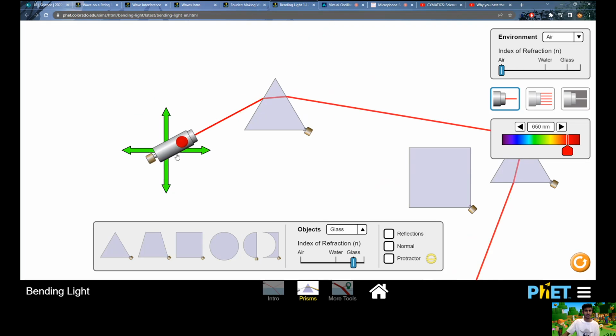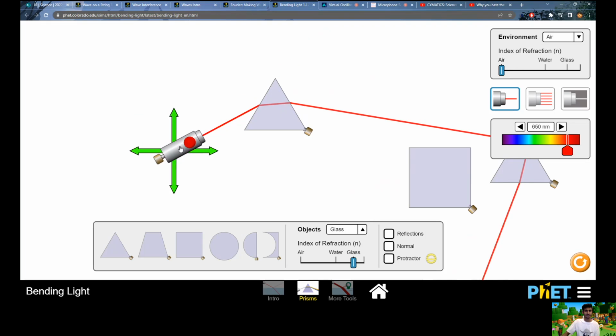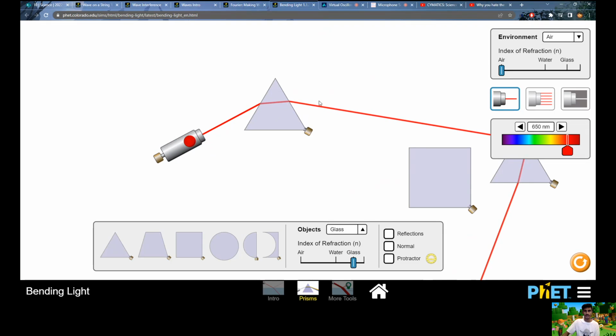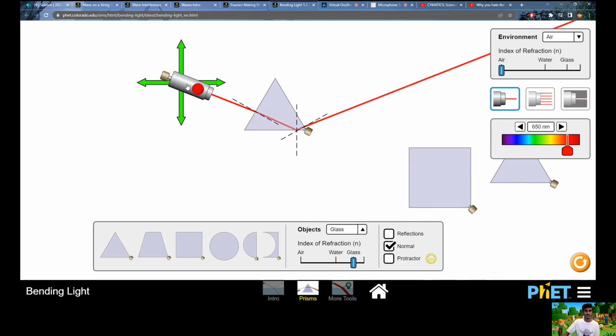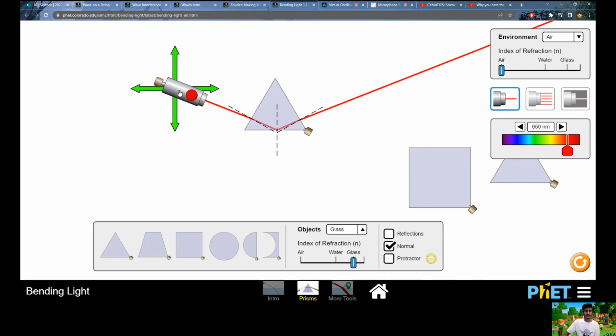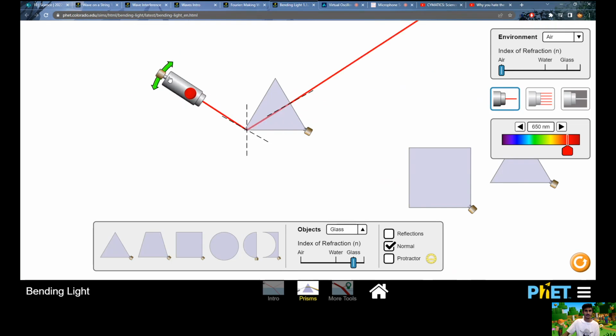If I put it here, looking for my normal line, the angle of refraction is between the normal line and the refracted ray here. This is the interface I'm looking at between glass to air. So if I want to decrease that angle, I'm going to have to put my laser on this side. Now you can see it more clearly.